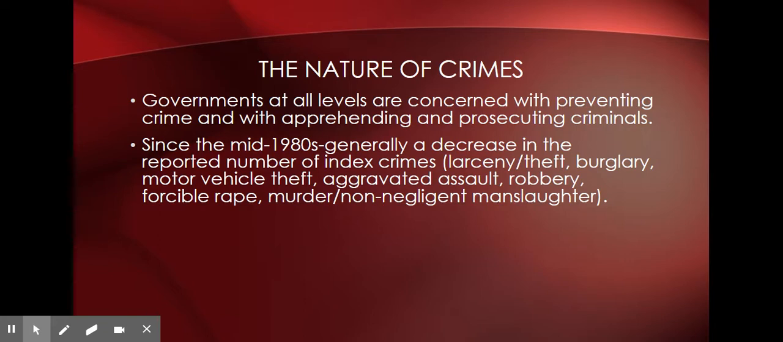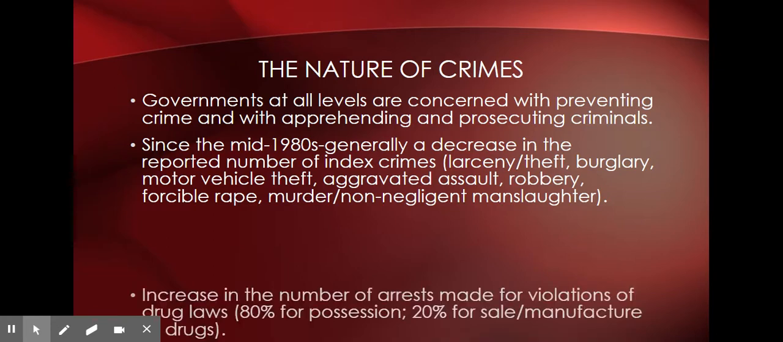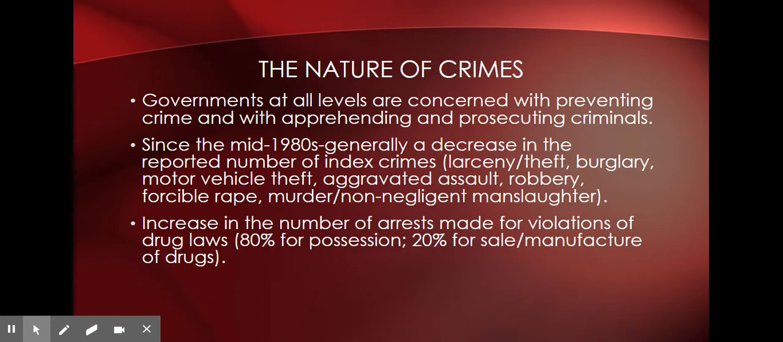All right. What we have seen an increase in is arrests for violations of drug laws. About 80% of arrests were for possession, 20% for the sale and manufacturing of drugs.